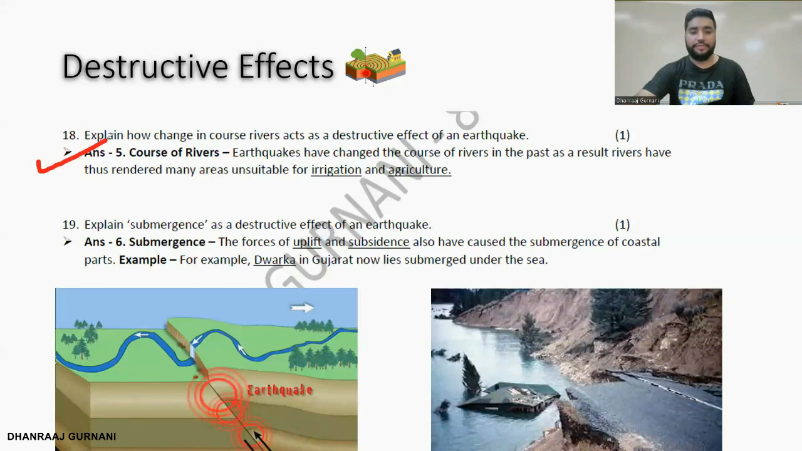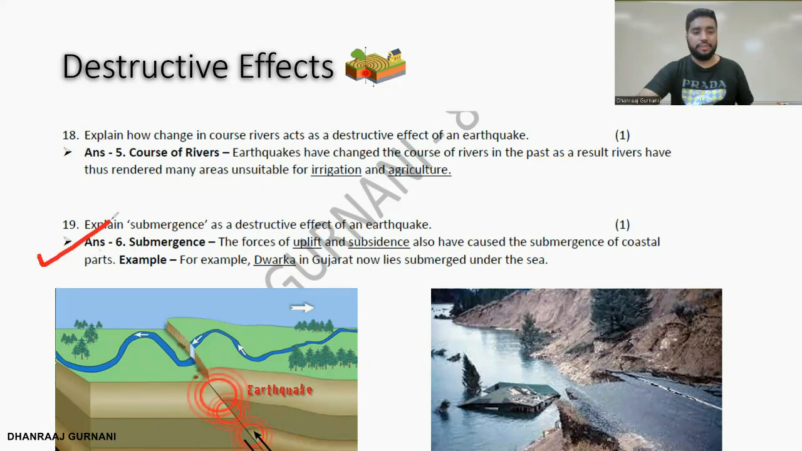Fifth destructive effect, course of rivers. Earthquakes have changed the courses of rivers in the past. As a result, rivers have thus rendered many areas unsuitable for irrigation and agriculture. When the course of a river changes, it makes an area unsuitable for irrigation and agriculture. Here you have an image: because of an earthquake, rivers have changed their courses.